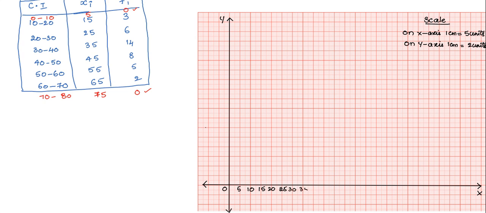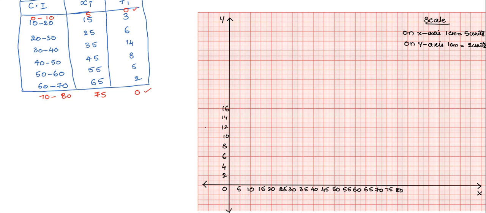Now I am marking those numbers: here 5, 10, 15, 20, 25, 30, 35, 40, 45, 50, 55, 60, 65, 70, 75, 80. And on the y-axis, the maximum is 14, so I am taking 2, 4, 6, 8, 10, 12, 14, 16. Up to 16 I am marking.